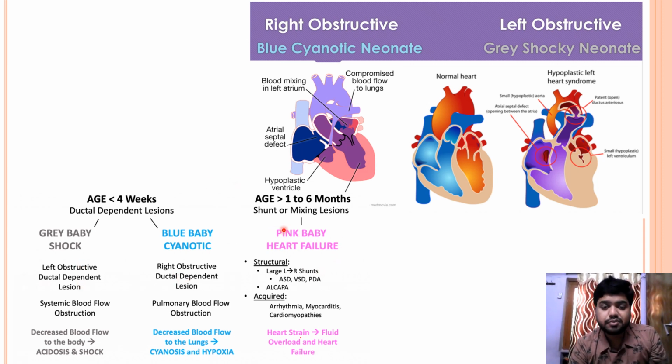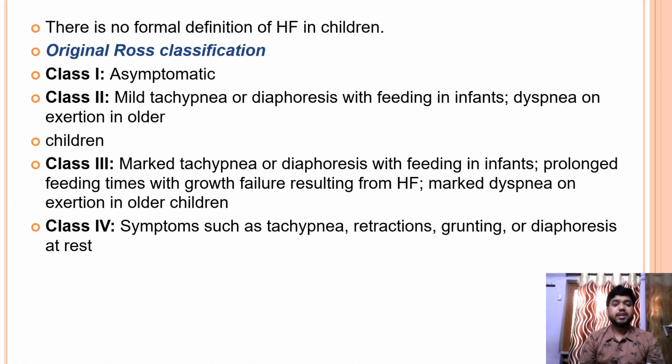Whereas pink baby heart failure happens in more than 1 month to 6 months. This is due to shunts, ASD, VSD, PDA. Then heart failure.